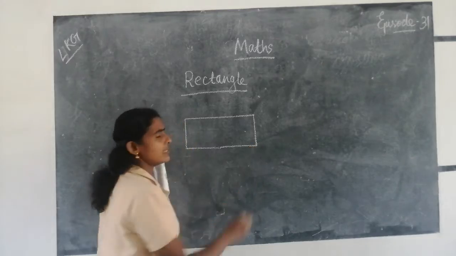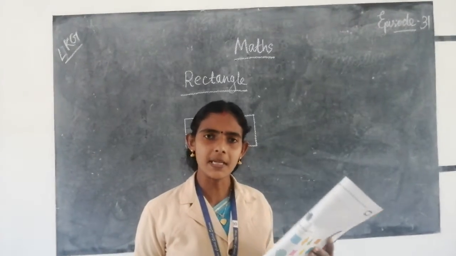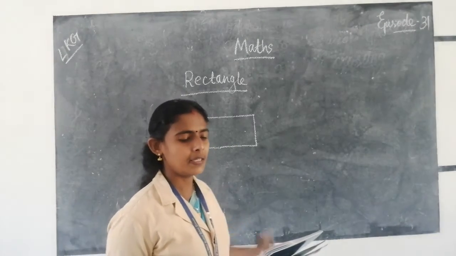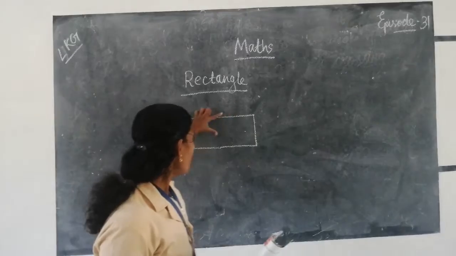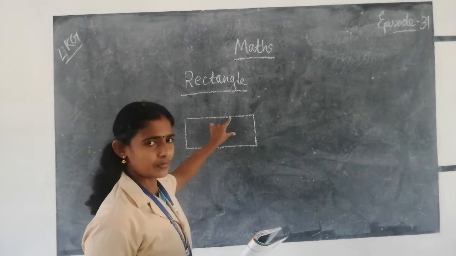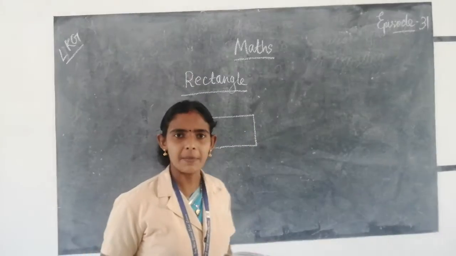See, square means four sides. Four sides of length are same. A rectangle has four sides and the length of the two opposite sides are the same. This length and this length are same. This and this are same.